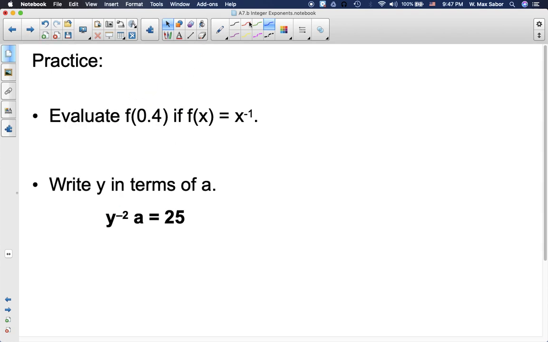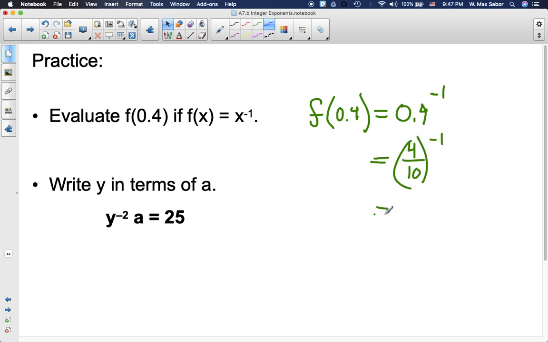So here's some practice, not intense word problems. f of 0.4, if this is to the negative first power. We need to write this as a fraction so that we can take the reciprocal of it. So 0.4 is 4/10, to the negative first, or 2/5 to the negative first power. When we take that to the negative first power, we're dividing and we get 5/2.